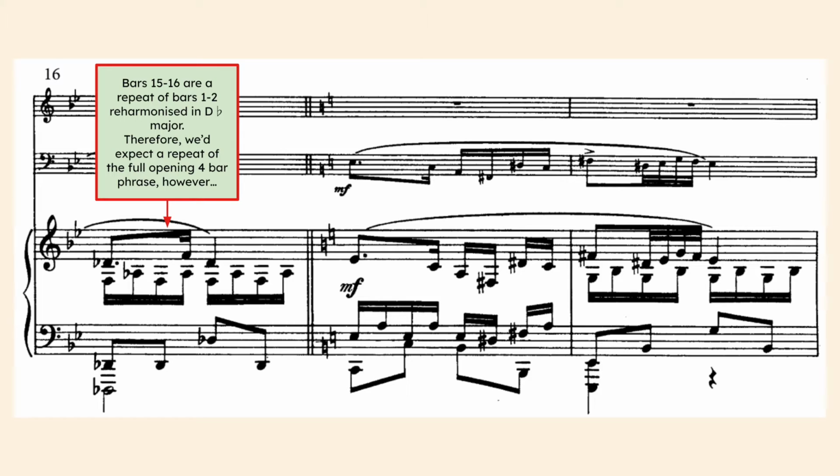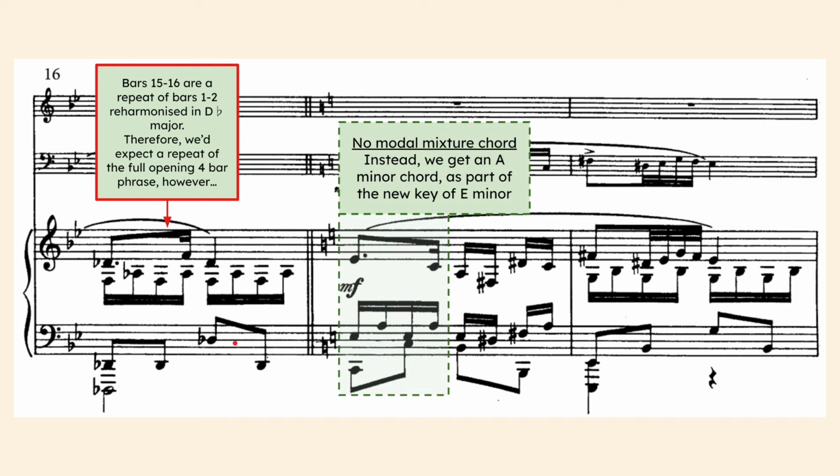Because of that repeat of the first 2 bars, we'd actually expect a repeat of the whole 4-bar phrase, but there are some key differences. Bar 17 is where we'd expect that modal mixture chord again, the B double flat major, but instead we get an A minor chord, the enharmonic equivalent of B double flat minor.